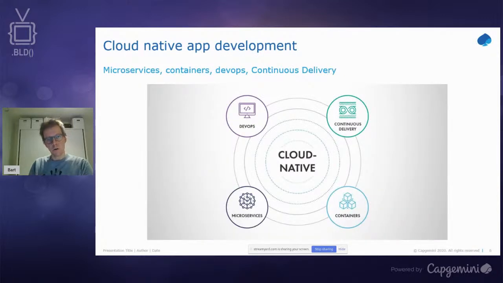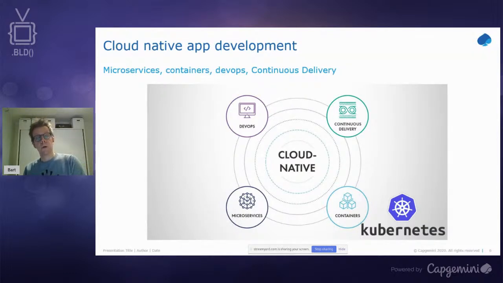The combination of having a microservices-based architecture, deploying them into containers, combined with a DevOps way of working and continuous delivery, and of course the corresponding platform that can actually orchestrate and run those containers. And yeah, that's where we of course see Kubernetes a lot.